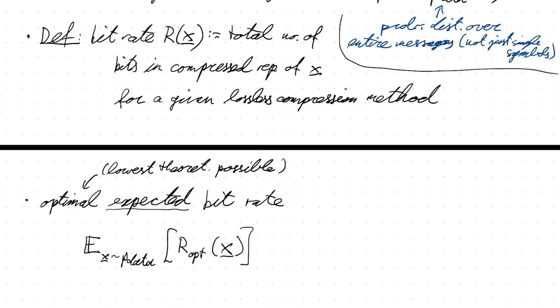Now, what can we say about this optimal bit rate? We haven't really discussed this so far because we've only been considering symbol codes, but we can actually use what we've learned about symbol codes. At least in theory, you could construct a symbol code where you consider the whole set of possible messages. Basically, you're considering the entire message as a single symbol, and that means that the entire set of possible messages that your data source could generate, you can consider as an alphabet.